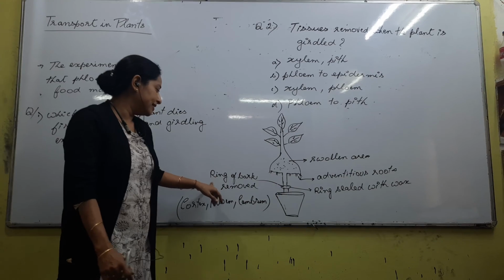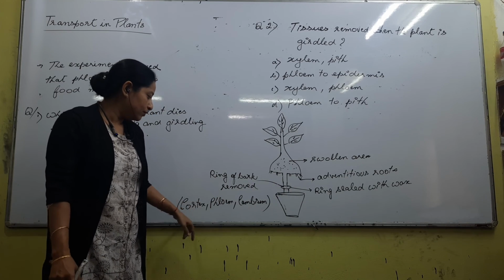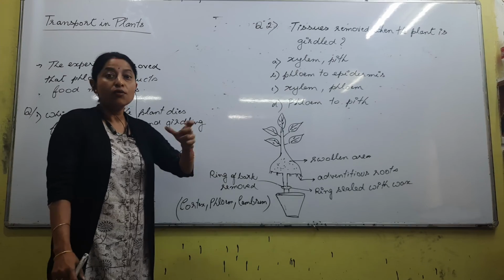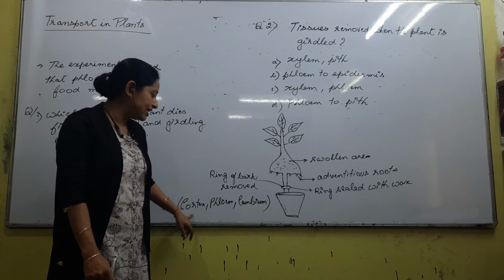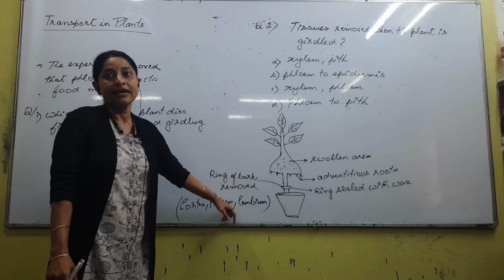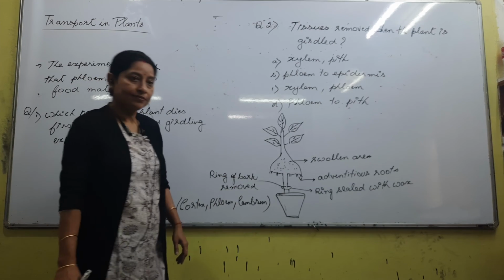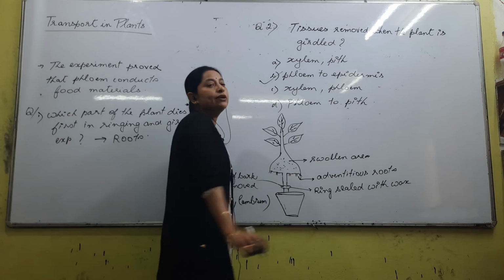If you see in the ring of bark that we were talking about, we have written the name of the tissues, but the question may be worded a little differently, right? You cannot see the exact words in the options, right? So what will the answer be? Yes, it is phloem to epidermis.